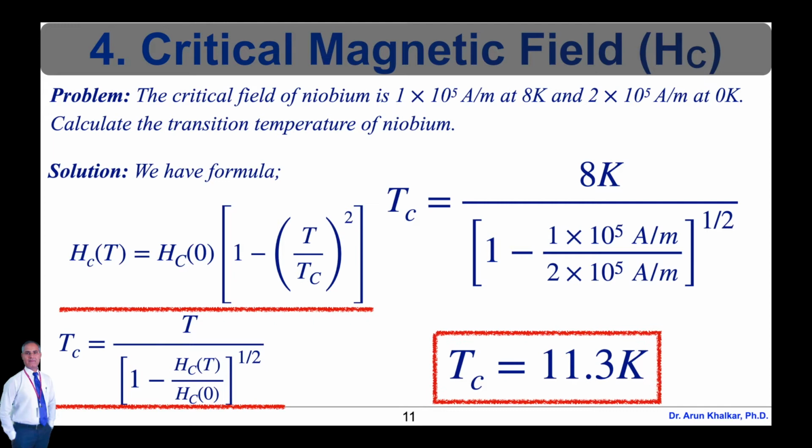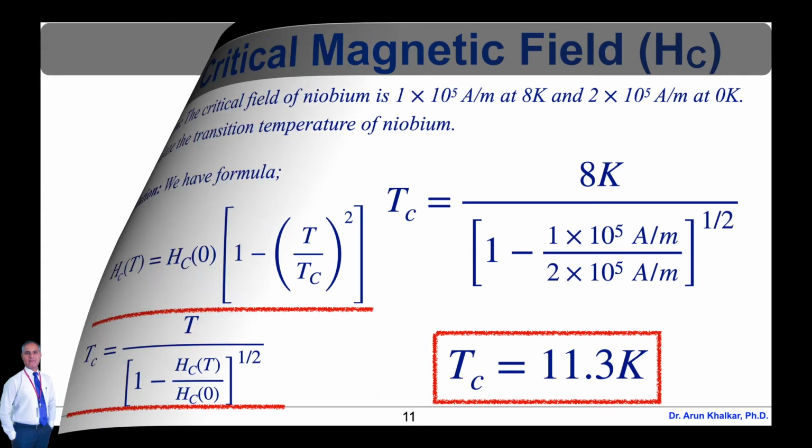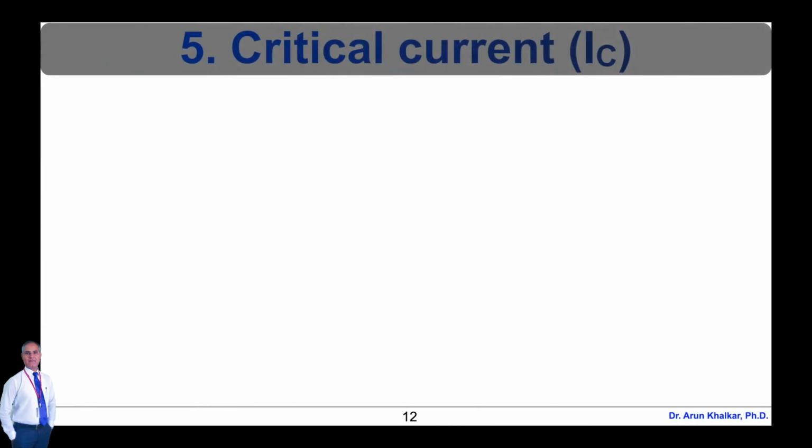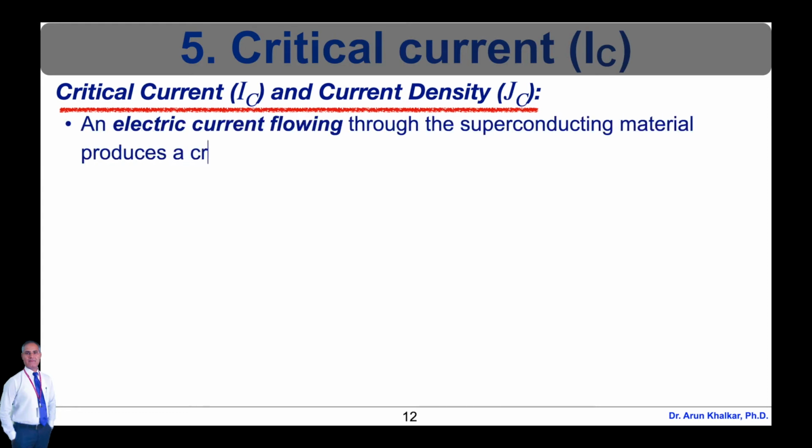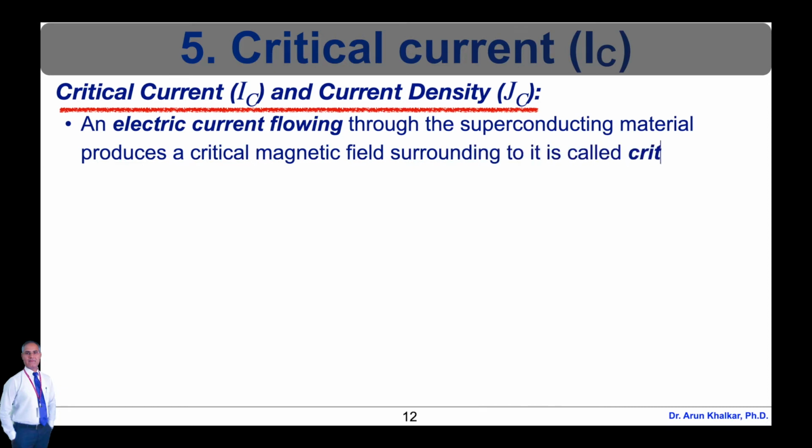So after solving this equation, we get Tc is equal to 11.3 Kelvin, which is the critical temperature of niobium. Now let's see the next property of superconducting material, which is critical current. An electric current flowing through a superconducting material produces a magnetic field surrounding it. As current increases, the associated magnetic field also increases.